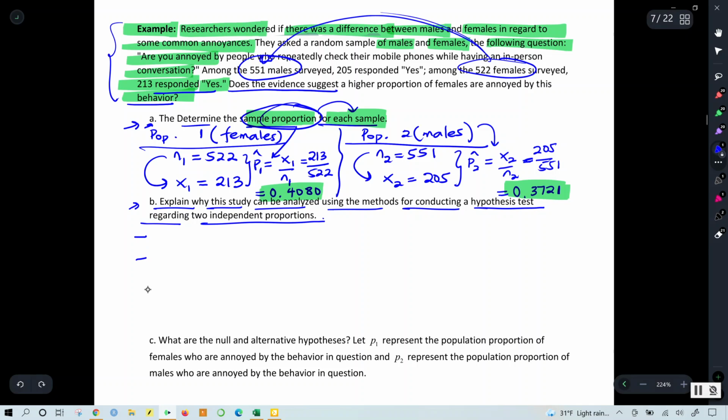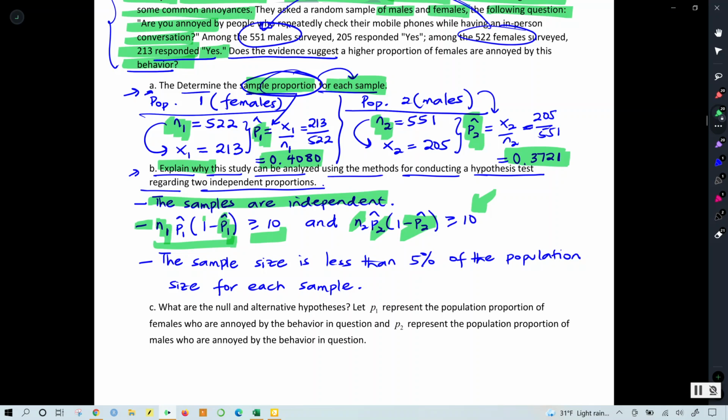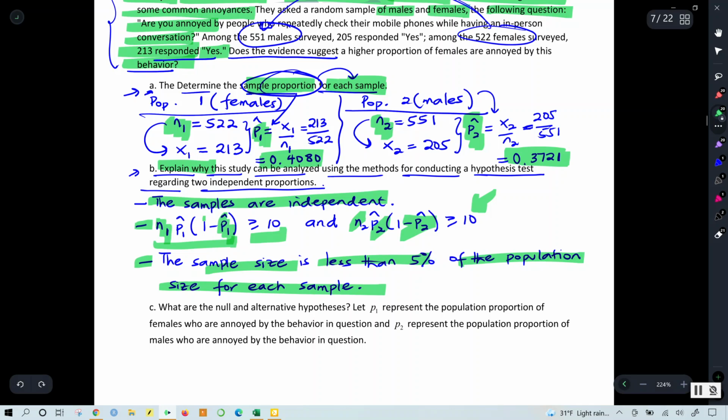Then some other important parts are as follows. As we said earlier, the samples are independent. The second reason is that n1 times p1 hat times 1 minus p1 hat, if you multiply all of this, is at least greater than 10. Similarly, n2 times p2 hat times 1 minus p2 hat is also greater than 10. You can work that out and verify that. Then the sample size is less than 5% of the population size for each of the samples.